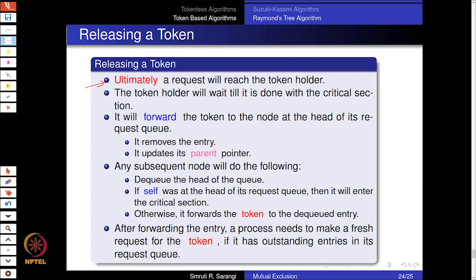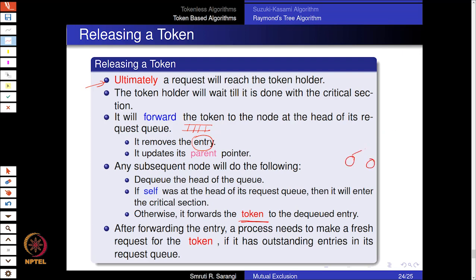The token holder will wait till it is done with the critical section. Till it is done with the lock, it will wait. Subsequently, the token holder will take a look at the queue of the root node, which is the node that holds the token. Then the head of the queue, whatever node it is, it will remove the entry, send the token to that entry and update its parent pointer. Any subsequent node will do the following. It will dequeue the head of the queue. If self was at the head of its request queue, then it will enter the critical section. Otherwise, it will forward it to the dequeued entry.